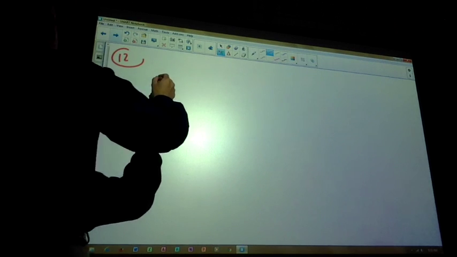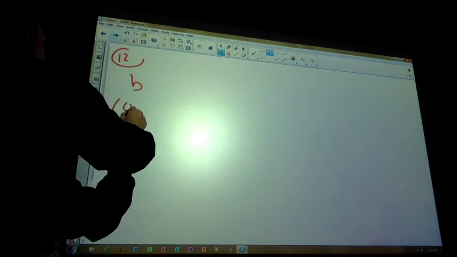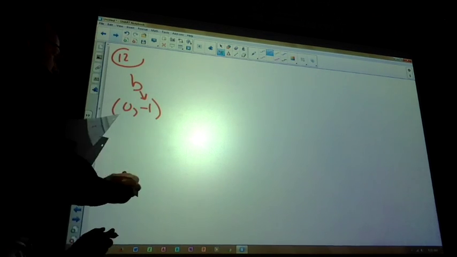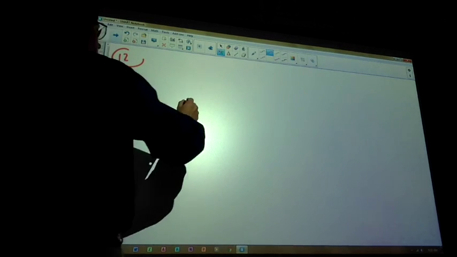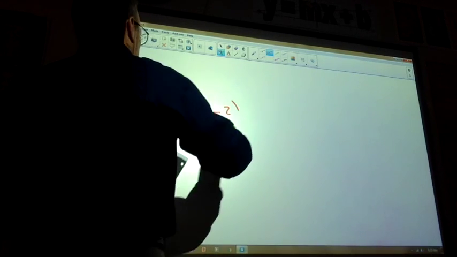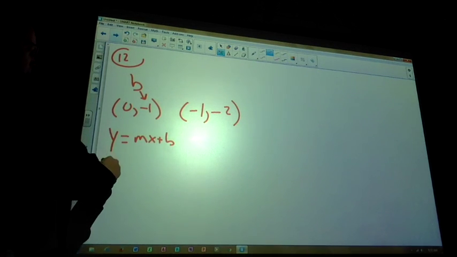Number 12. It looks like the b value, it crosses at 0, -1. So that's my b value, agree? And another point, negative 1, negative 2. I'll go with that. I'd say that could definitely be another point. So this right here is y equals mx plus b. So my b value is -1.